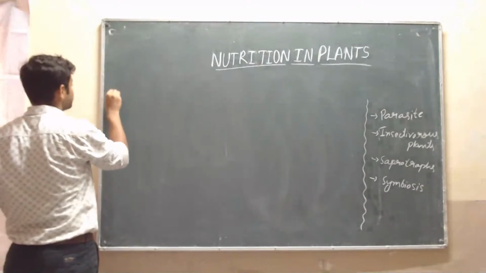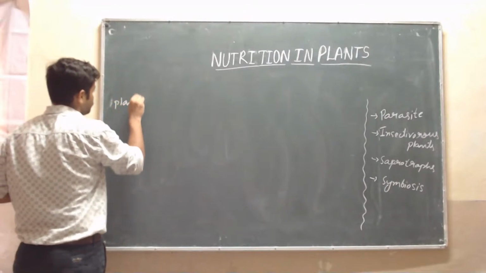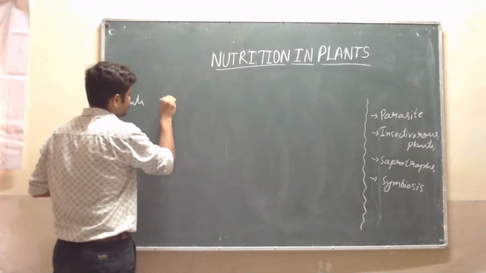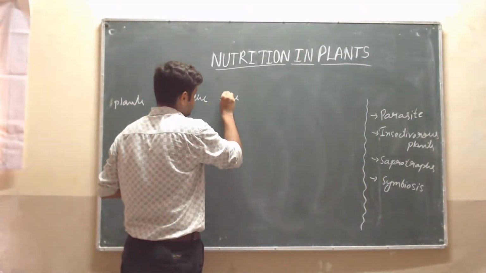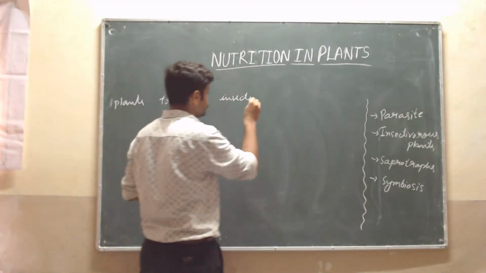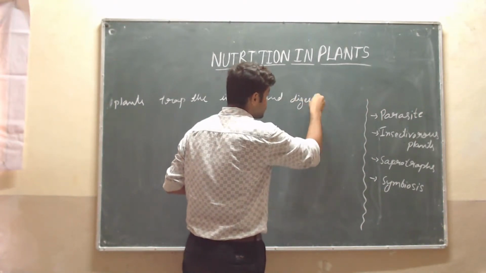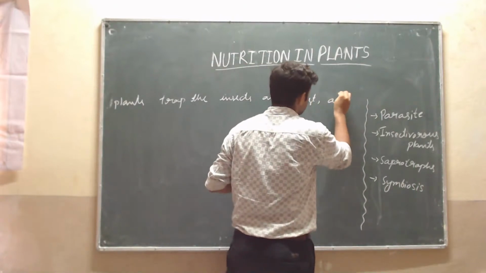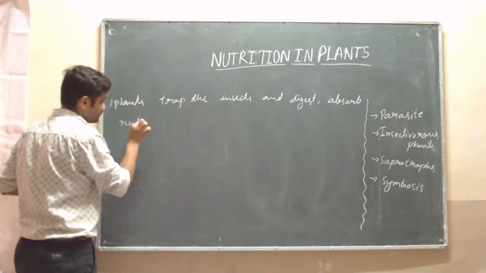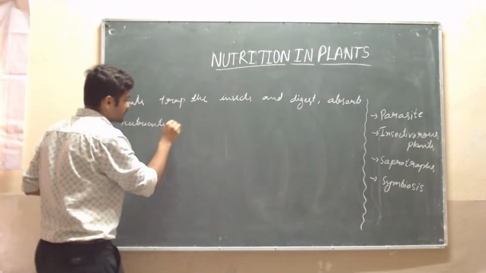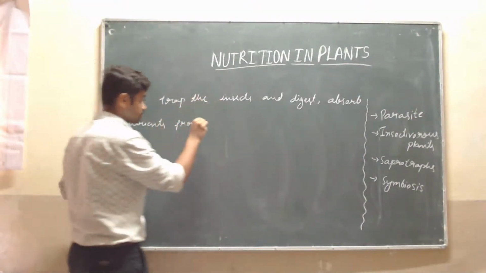See here, some plants trap the insects and digest them and absorb nutrients. From where? From insects.